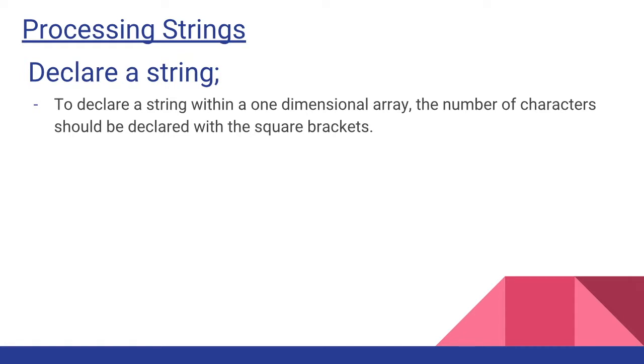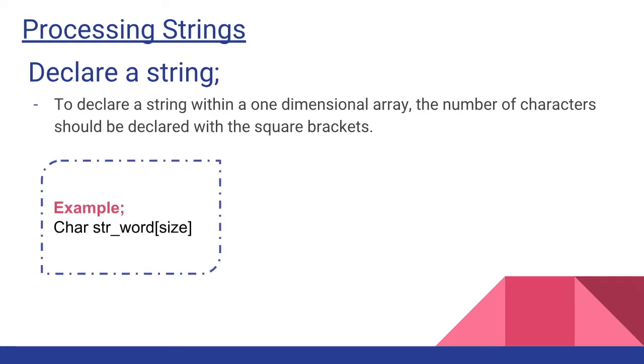So, processing strings. Firstly, what is a string? Well, a string is an array of characters to form words or numbers to make a statement. To declare a string within a one-dimensional array, a number of characters should be declared within square brackets. An example of this would be char str_word, for string, underscore word, and then the size in square brackets.